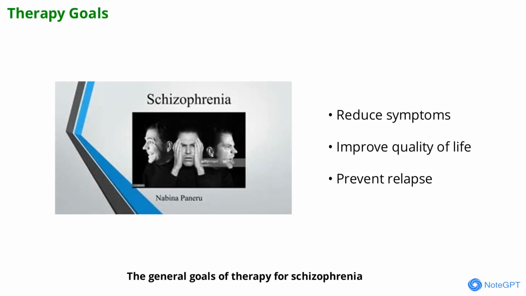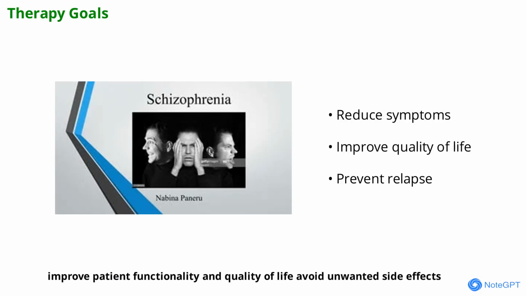General goals of therapy for schizophrenia are to reduce the symptoms of the illness, improve patient functionality and quality of life, avoid unwanted side effects, enhance medication adherence, and prevent relapse. Achieving these goals requires a comprehensive approach that combines pharmacologic and non-pharmacologic strategies tailored to each patient's needs.